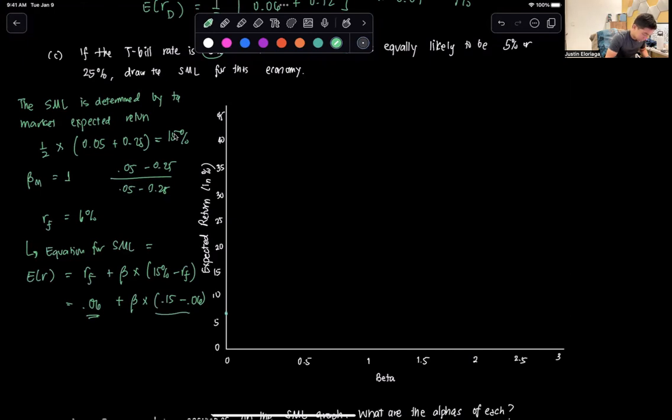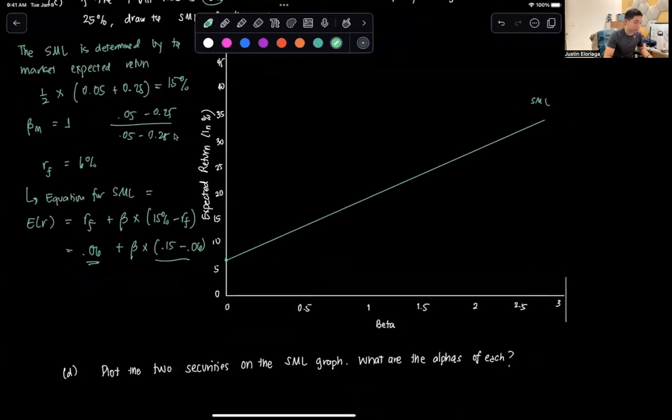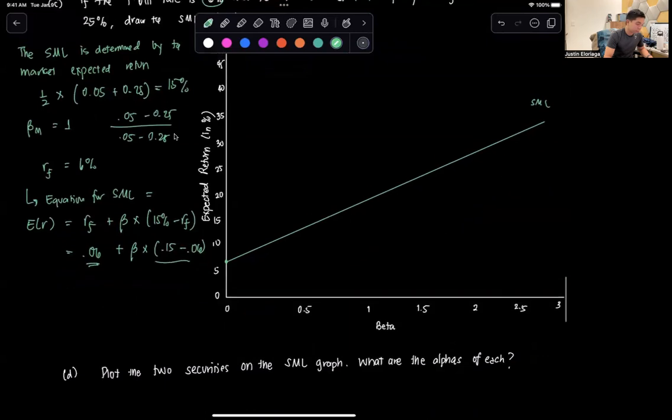So say it goes up something like this. Okay, something like that. And that corresponds to our SML. Why is it positive? Because 0.15 minus 0.06 is a positive line. So that's it for letter C.